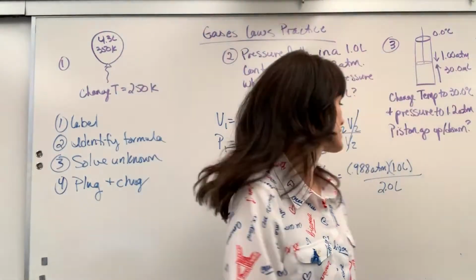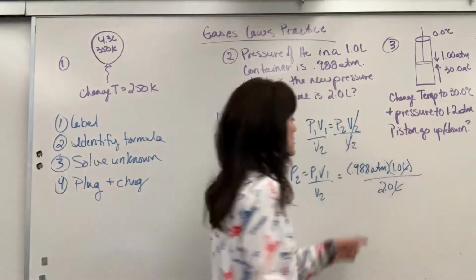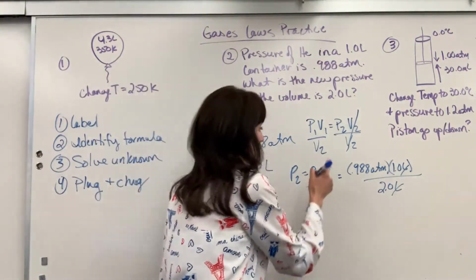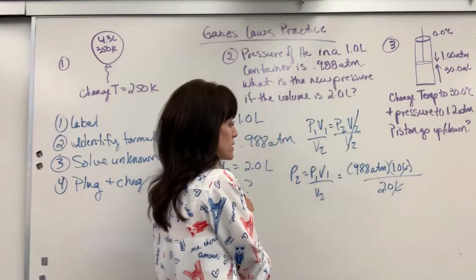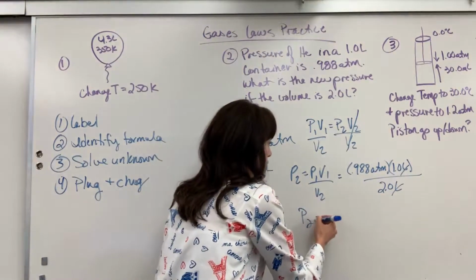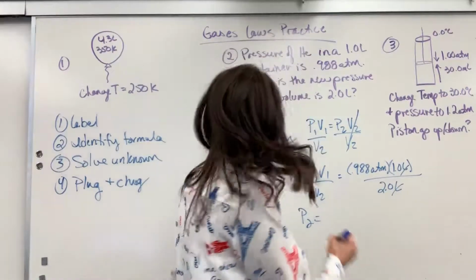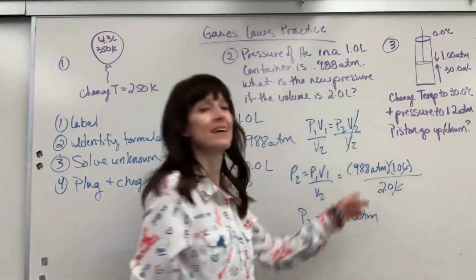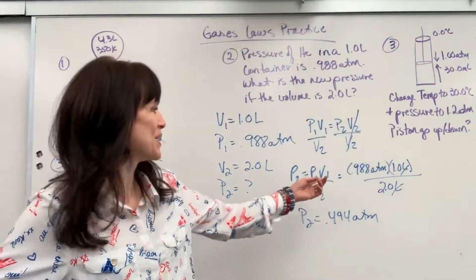Let's double check our units on this. Liters cancel, and woohoo, we are going to be left with our ATM. So 0.988 times 1 divided by 2, P2 is going to equal 0.494 ATM. Oh, and check it out. It halved. Yeah, it halved.